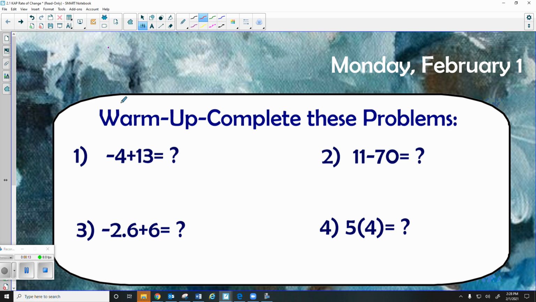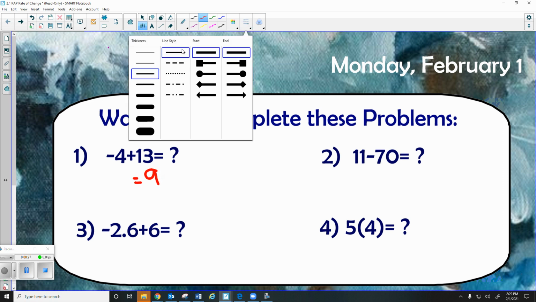Okay, how I do it with my classes is I say, when I'm adding with different signs, I think of them as teams, the positives versus the negatives. I want to first see who's winning. That's the positives because there's more, and how many they're winning by. They are winning by 9, so that is my answer.